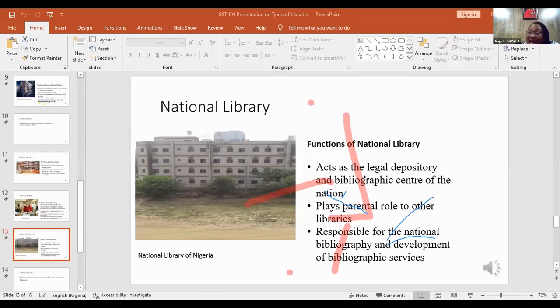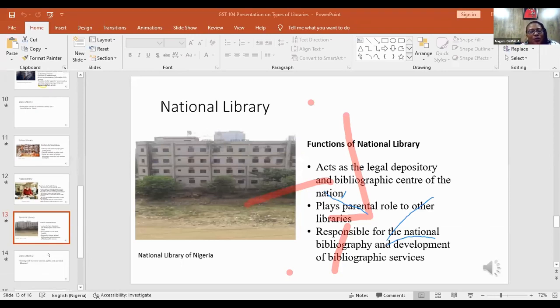Basically, they serve as the nation's memory. So that is the National Library. Remember their roles. It's very different from what you have just said. Most of the resources in the National Library are for reference. You don't go there and tell them you want to borrow a book. They are likely to decline. Their materials are basically for reference.